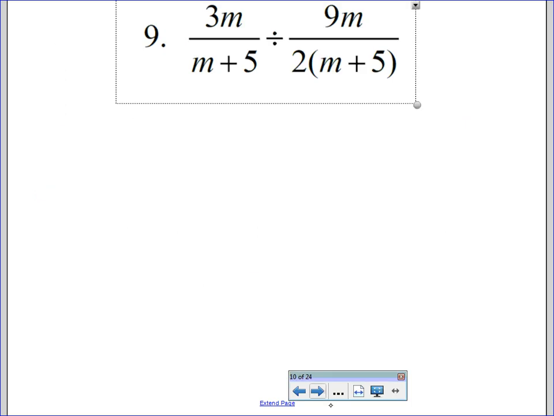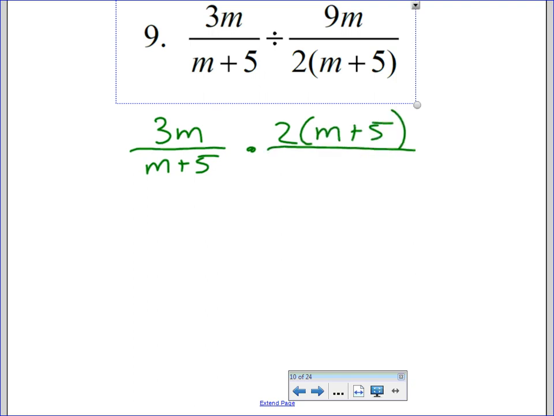All right, remember our rules of fractions. Dividing by a fraction is the same as multiplying by the reciprocal. Everything here is being multiplied, so the m plus 5's cancel, the 3's cancel, the m's cancel, and so my final answer is 2/3.